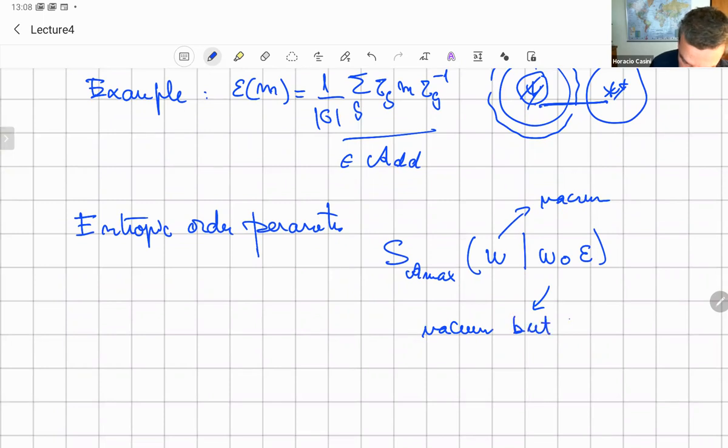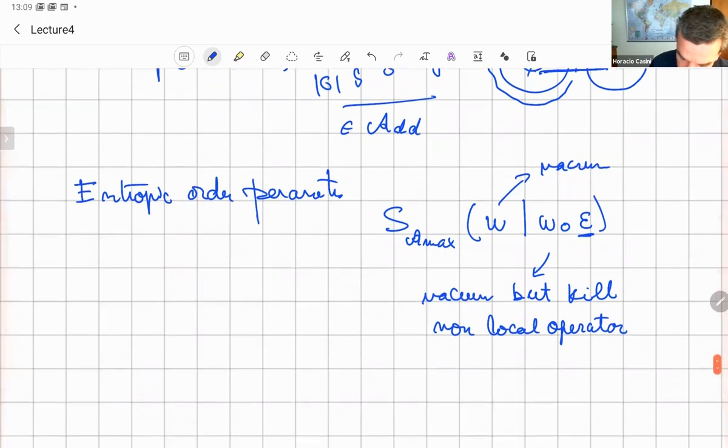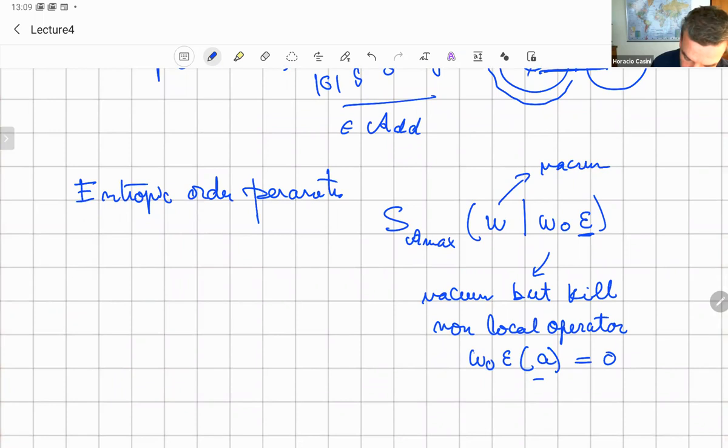but kills non-local operators. You first act with the conditional expectation that kills non-local operators and then act with the vacuum. For example, then this omega composed with E for some non-local operators will give you zero, while for the local operators it gives you just the vacuum expectation value. So this thing measures how different are these two states. It's a measure of distinguishability, and then secretly it measures expectation values of non-local operators, because here the expectation value of A is different from zero, and here it is equal to zero.